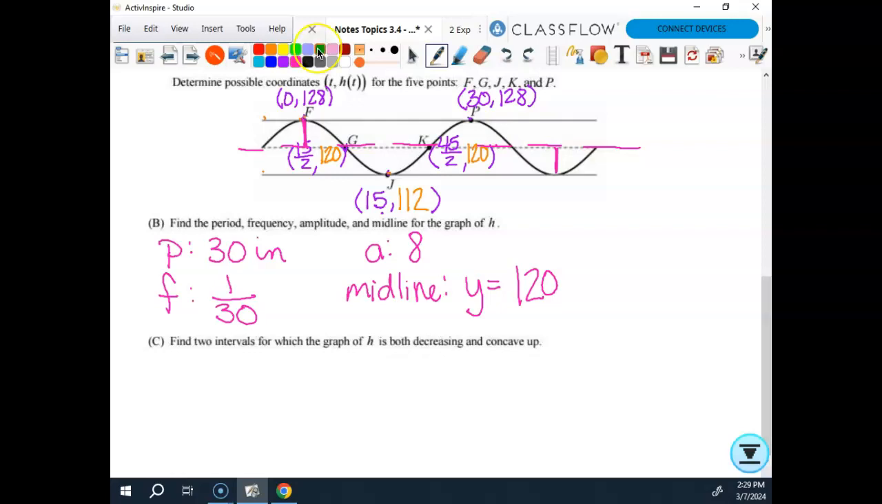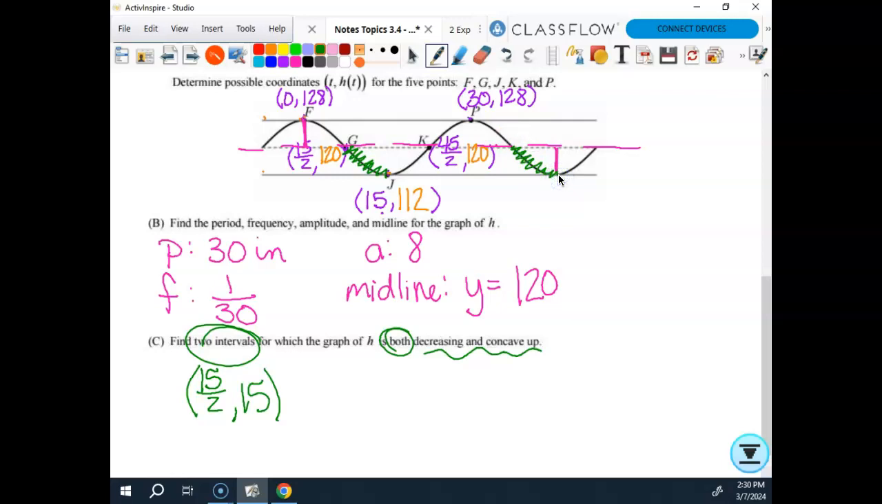All right, so this next part says, find two intervals for which the graph of h is both decreasing and concave up. So we are decreasing and concave up right here, right? So that is, and on the intervals, they're always intervals of the domain, so it's x. So we're going from 15 halves to 15. Does that happen again? Do we have the values for that? We don't. I mean, we can find them, but that's happening here, right?